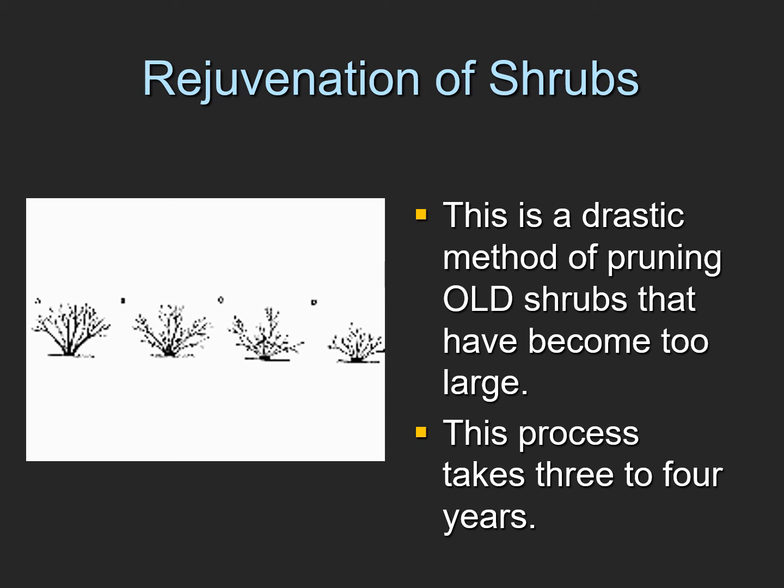Another technique is rejuvenation of shrubs. This is a drastic method of pruning an old shrub that may have become too large or too leggy. A lot of our older lilacs have succumbed to this. This process can take 3 to 4 years. So if you have a large, say, lilac or something like that, don't be discouraged. It's going to take a few years to get that into shape because you're going to take out some portions of that shrub each year for 3 or 4 years to get it back down to where it is manageable. Remember, you cannot take everything out at one time.